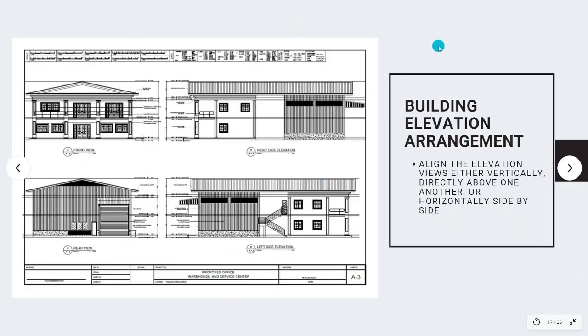Okay, so next is the building elevation arrangement. So same as the building plans, the elevation views should be aligned vertically and directly above one another. Okay, or pwede pod horizontally. So with this, makita nato ang front view and ang right side elevation nga gipakita ang pareha gyud, inline sila, di ba? So basically tapad sila dapat.